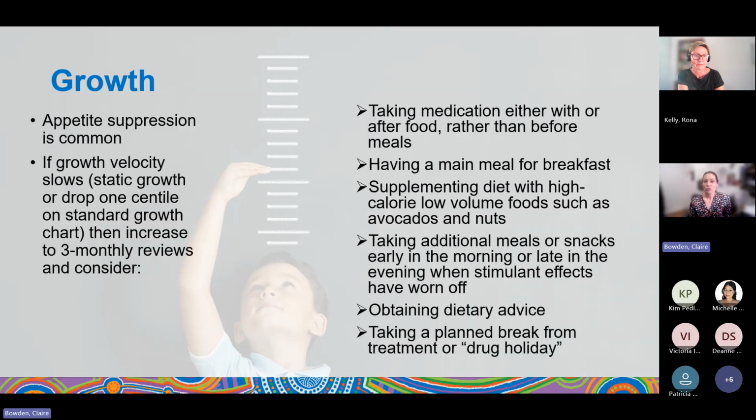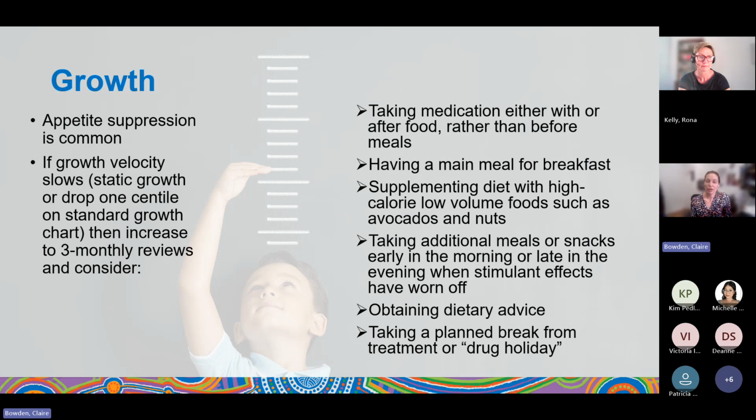So as Ronna mentioned, appetite suppression is really common with stimulant medications, and sometimes this can lead to faltering growth or even weight loss. In the primary care setting, if the growth velocity slows, so either there's static growth or the child drops 1 centile on a standard growth chart, then it would be important to increase the frequency of reviews, potentially to 3 monthly, and introduce some kind of dietary changes.